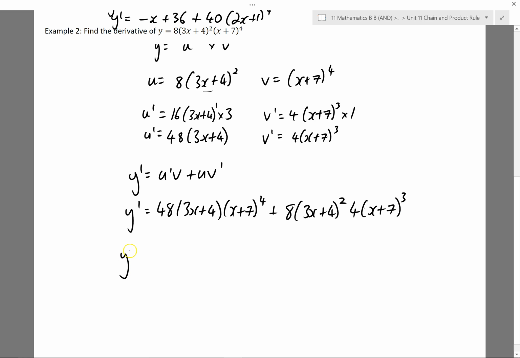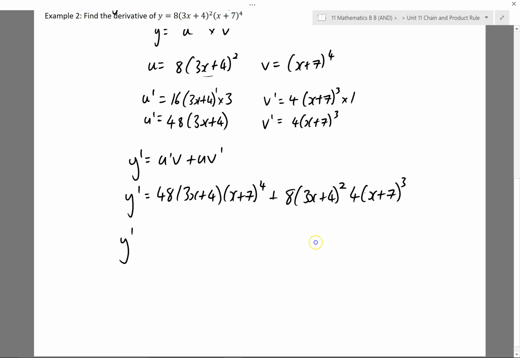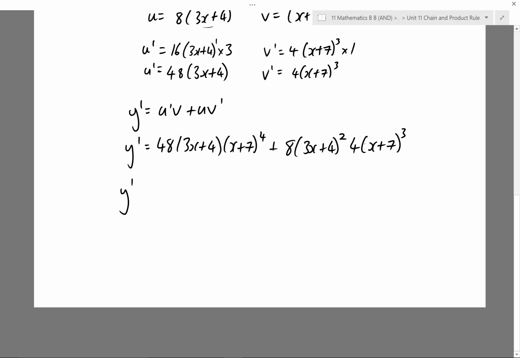Okay, so that's all well and done. Tick, I've differentiated it. Now I just need to simplify this expression. So I might just multiply these two numbers together in the first line. The 8 times the 4 is 32.